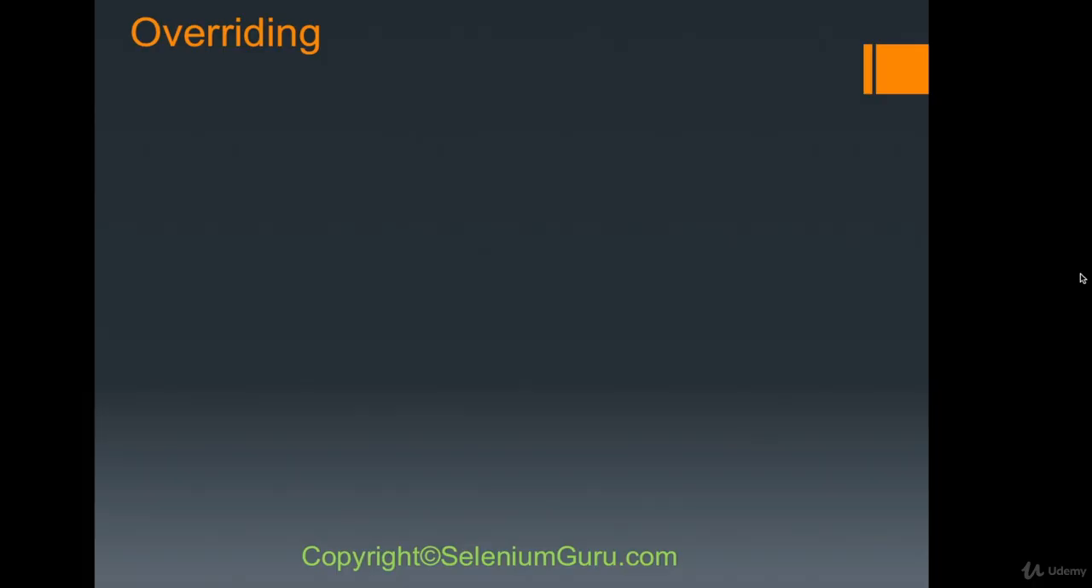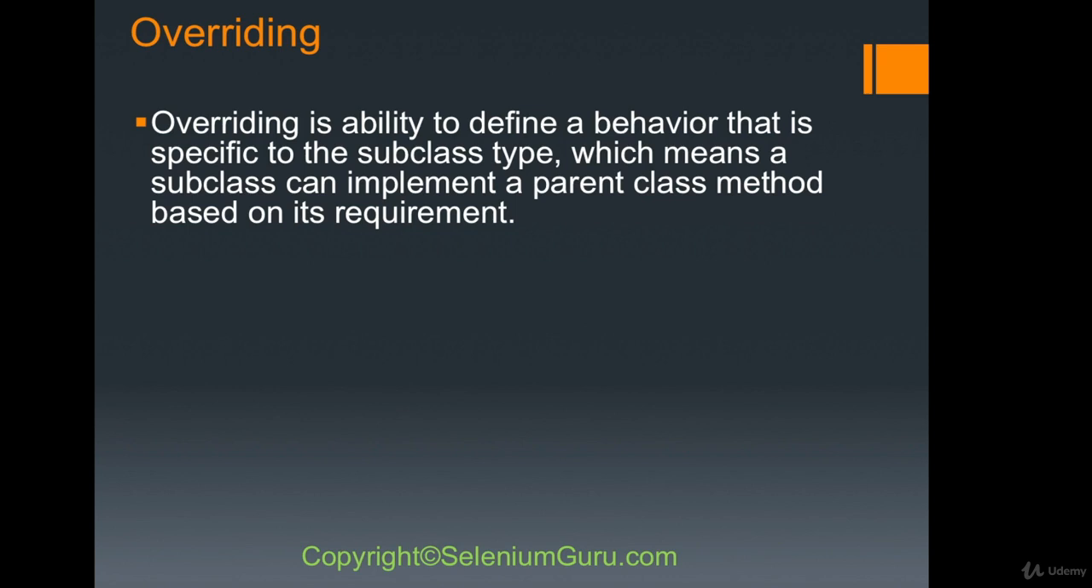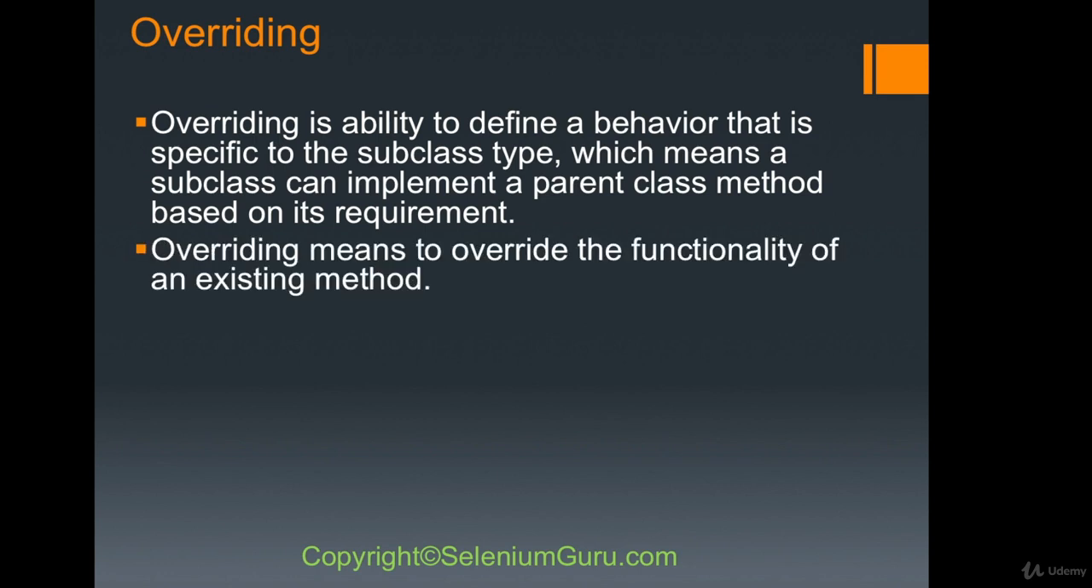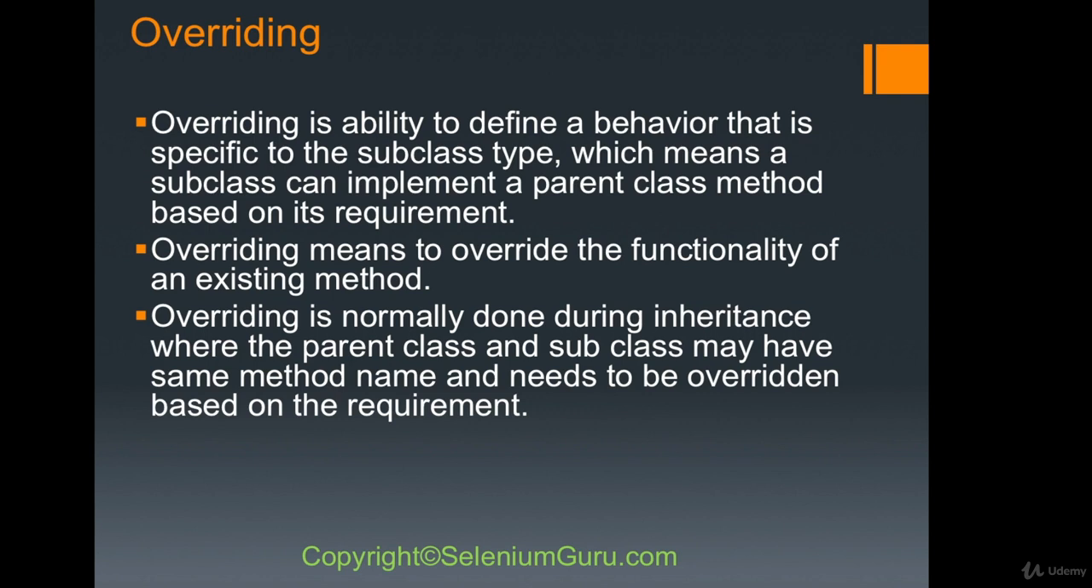In this lecture, we're going to learn about overriding. So what is overriding? Overriding is the ability to define a behavior that is specific to the subclass type, which means a subclass can implement a parent class method based on its requirement. Overriding means to override the functionality of an existing method. Overriding is normally done during inheritance, where the parent class and subclass may have the same method name and needs to be overridden based on the requirement.